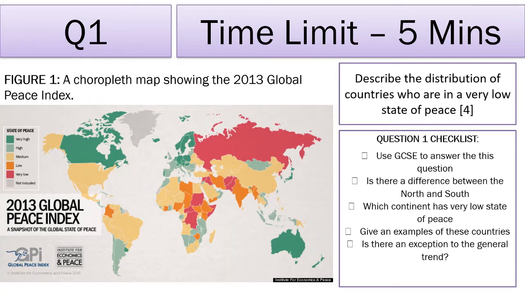And then finally, what is an exception? Is there something that goes against your general trend? If you've said everything is located in the north, but there's something in the south, you need to name that as your exception and explain why. If you can't quite see that map clearly, I have uploaded a map on an A4 document in class charts so you can see it a bit clearer.